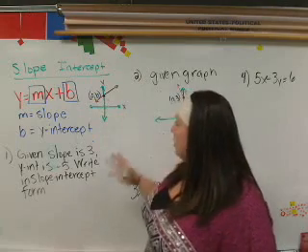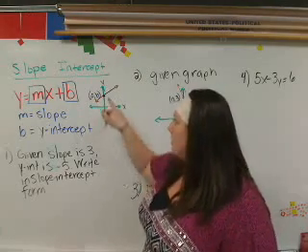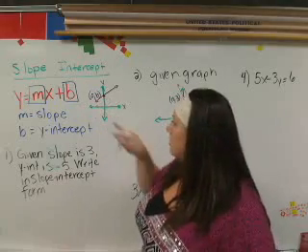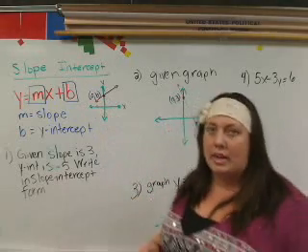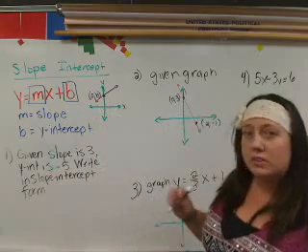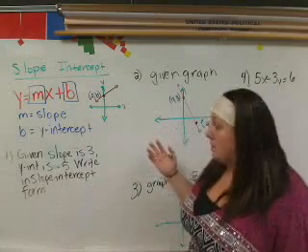So if my b is a positive 3, it goes right there. If it's a negative 2, it goes right there, okay? So that's where my starting point now is. I've changed my starting point from 0, 0 now to wherever the y-intercept is.